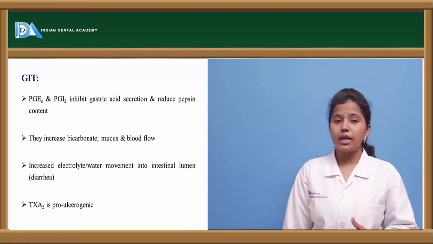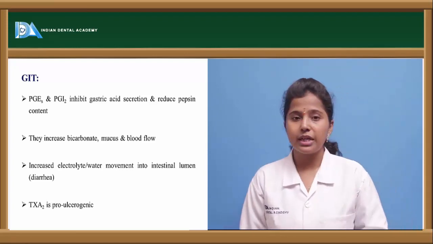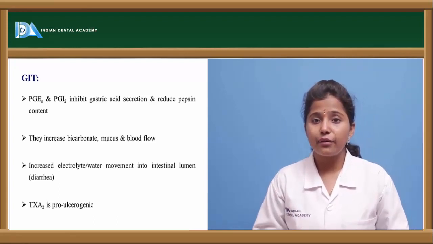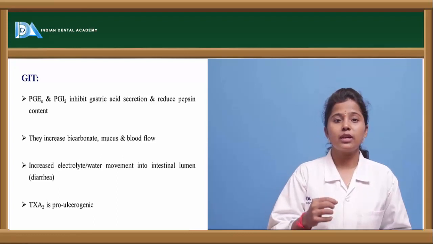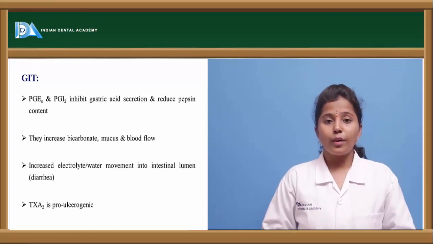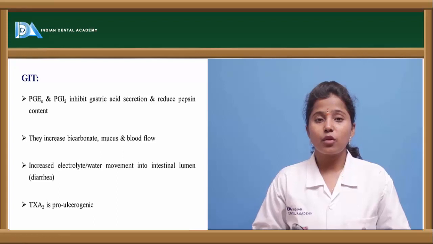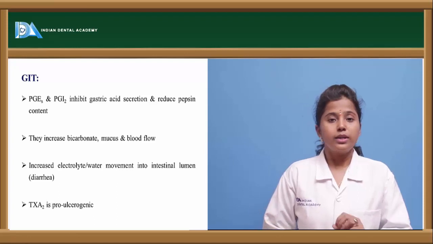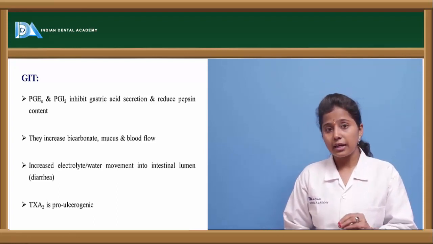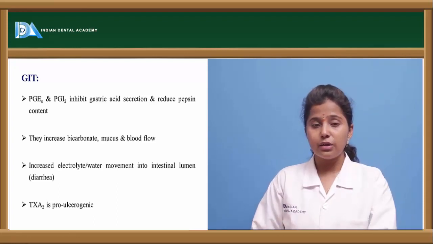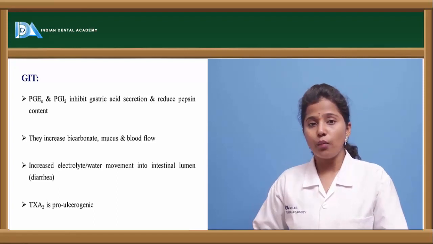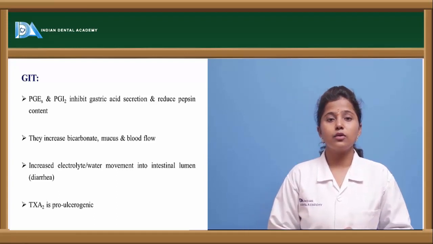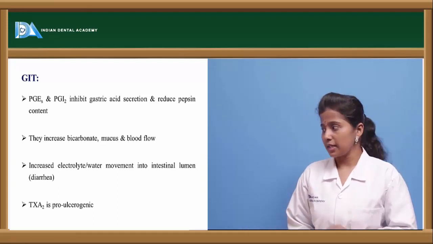And there is increased electrolyte and water movement into the intestinal lumen. This water as well as electrolytes are mainly reabsorbed in the body. We have discussed this point while discussing diuretics. So 99% of the electrolytes and water are reabsorbed in the body, and 1% is eliminated from the body. So the excessive amount of water and electrolytes entering into the intestine, the over transportation of these water and electrolytes is also prevented because of these prostaglandins when synthesized in the body.